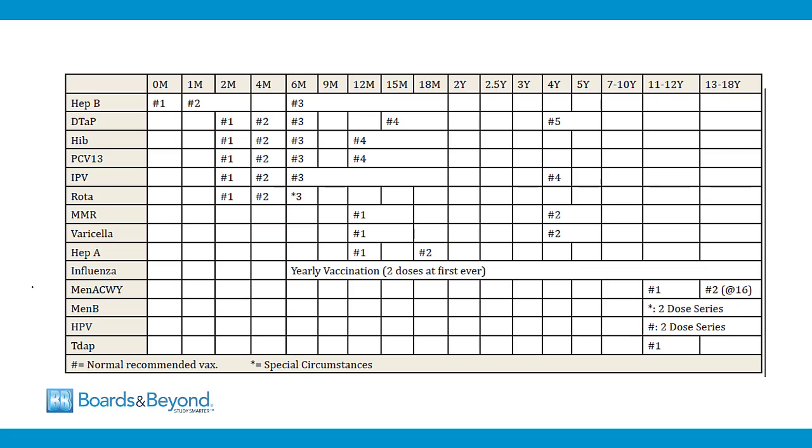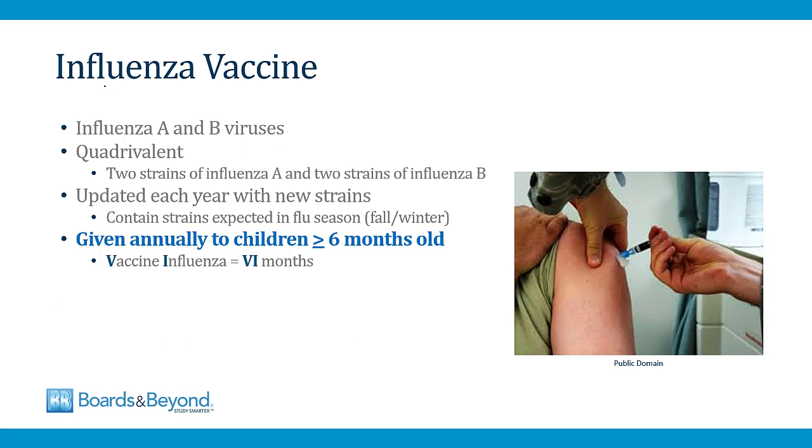So back to this slide, I'll finish this video by talking about these vaccines down here at the bottom. These are really in a class by themselves. Influenza is given every year, and these other vaccines are given as a first dose at 11 to 12 years of age. The influenza vaccine protects against the influenza A and B viruses, which cause the flu. The vaccines that are used for children are quadrivalent. They protect against 2 strains of influenza A and 2 strains of B.